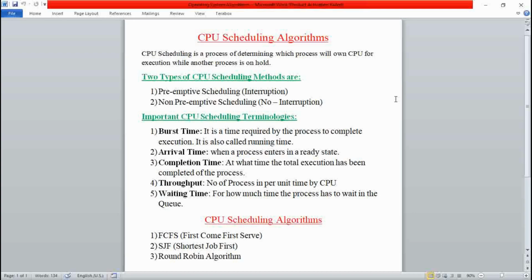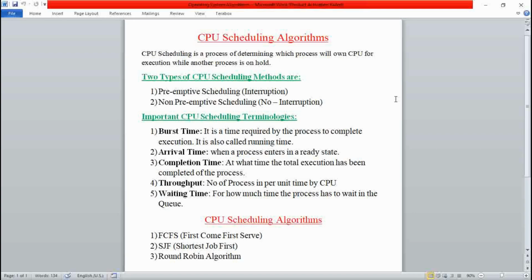In this video I am going to teach you about the basic concept of CPU scheduling algorithms, and which algorithms are used in CPU scheduling, which are basically FCFS, SJF and round robin algorithm. FCFS stands for first come first serve, SJF stands for shortest job first, and the third one is round robin algorithm.